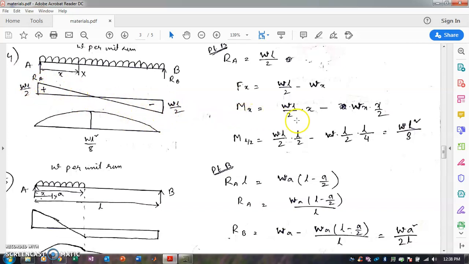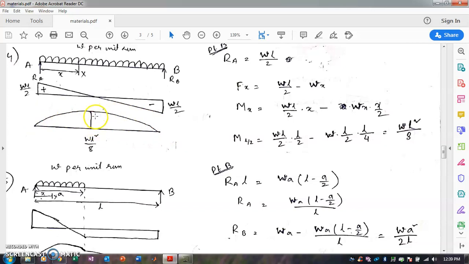And in case of the bending moment diagram, you can see that it is WL by 2 into x minus Wx square by 2. So here the power of x is 2, so it will be a parabolic equation. The bending moment diagram will change its value parabolically. So it will be 0 at point A and 0 at point B, and in between there will be a parabola, and the value of the bending moment will be maximum at the midpoint.